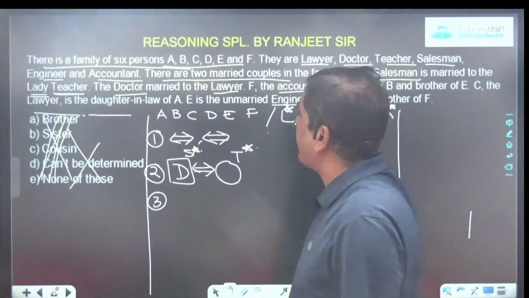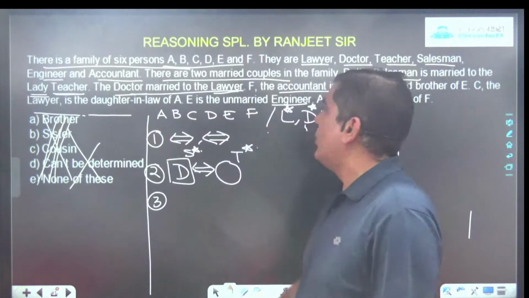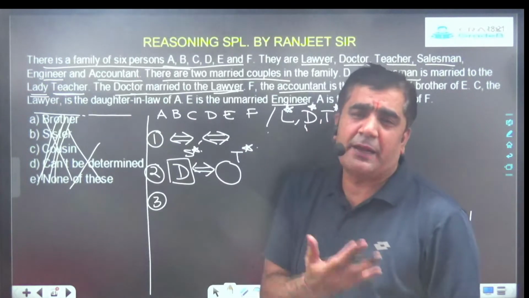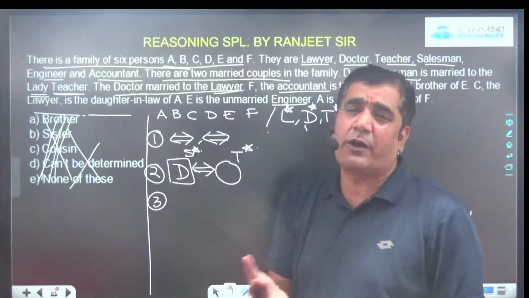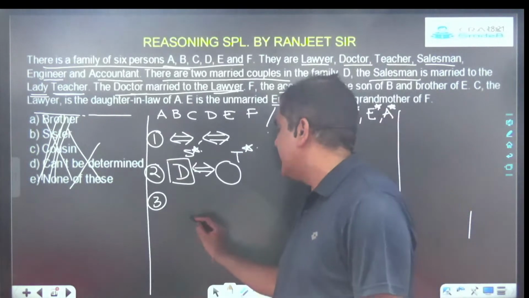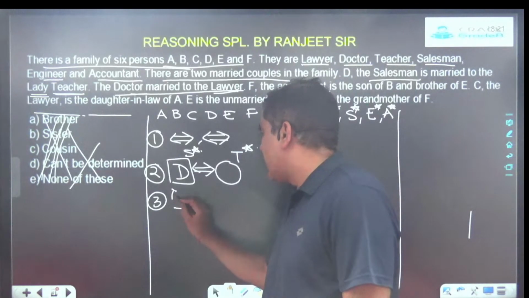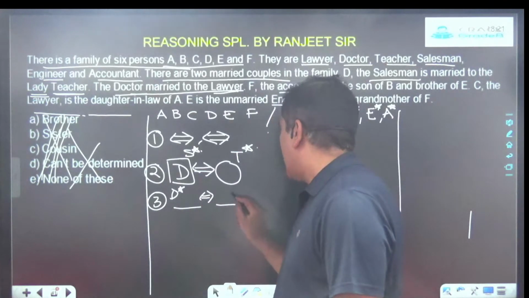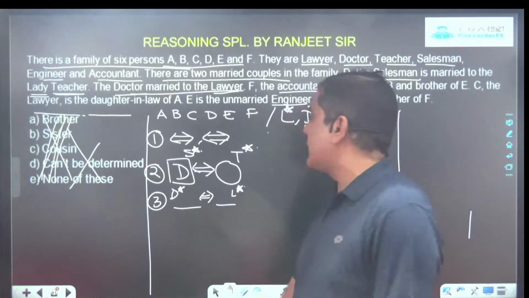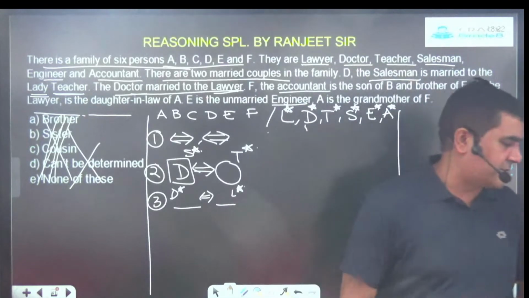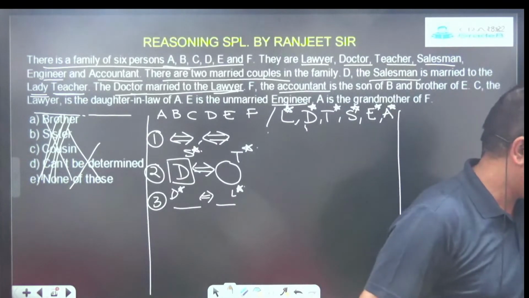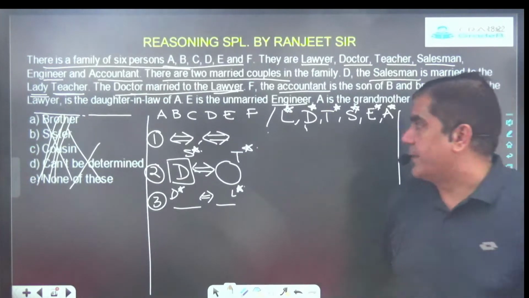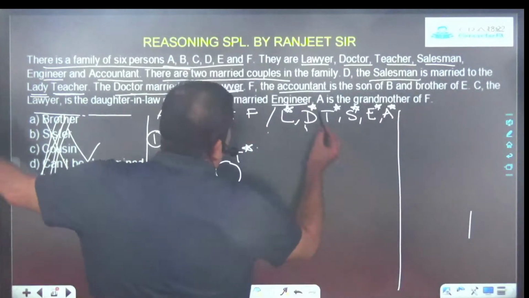Here they are saying the doctor is married to lawyer. Who is male, who is female, nothing is given. Who is doctor, who is lawyer, nothing is given, leave it. So here I can say this person is doctor, is married to lawyer. Now who is male, who is female, I don't have any clue. So leave it as it is. Clear?